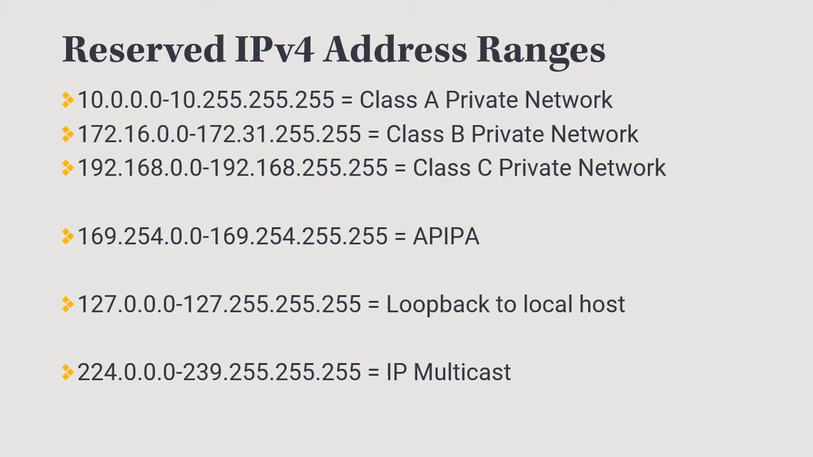Also, we have a loopback to localhost. That's the range 127.0.0.0 through 127.255.255.255. Now, typically on our Microsoft computers, we're going to see that the actual loopback IP address is 127.0.0.1. And what the loopback is, we actually use this in troubleshooting networks.